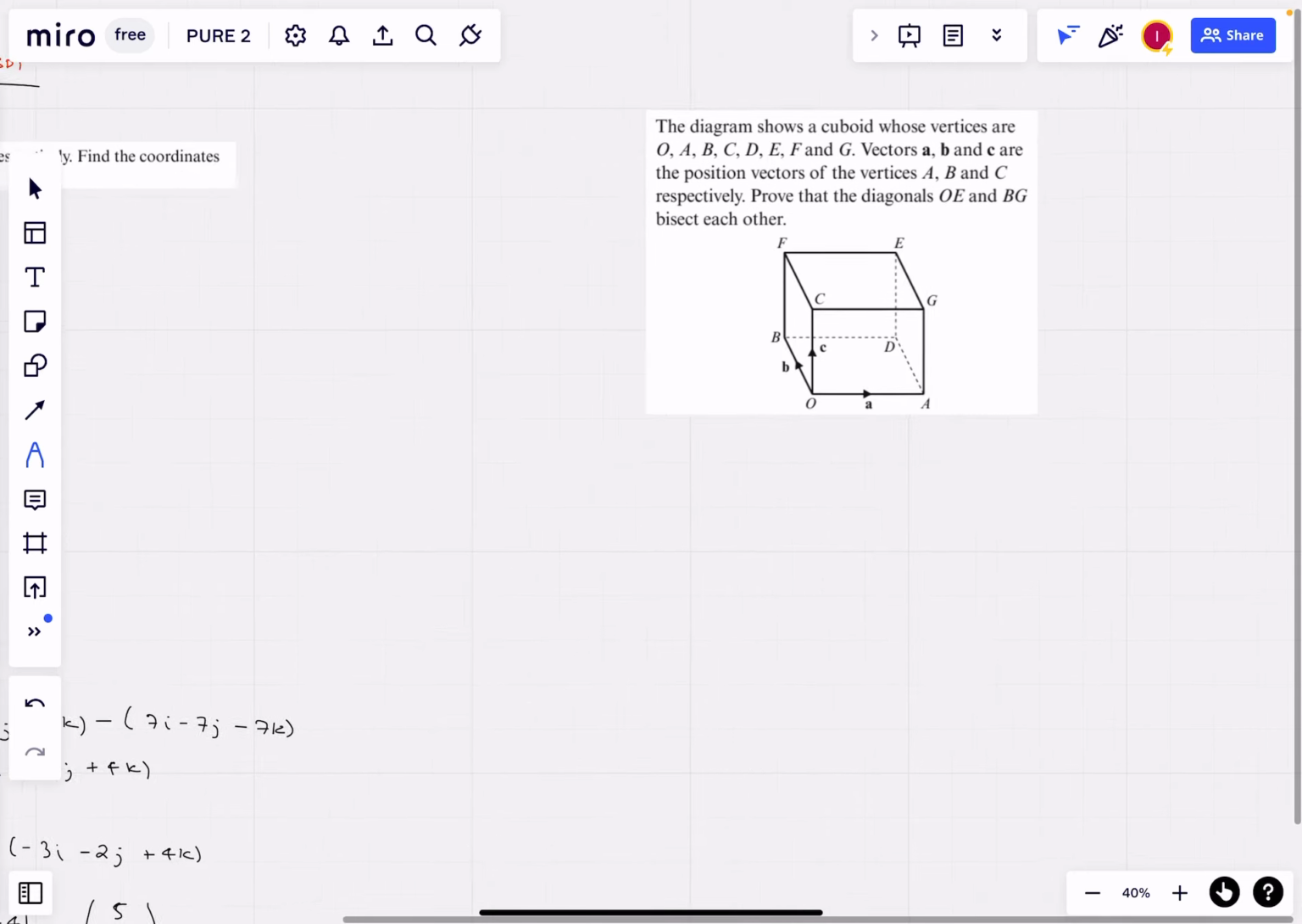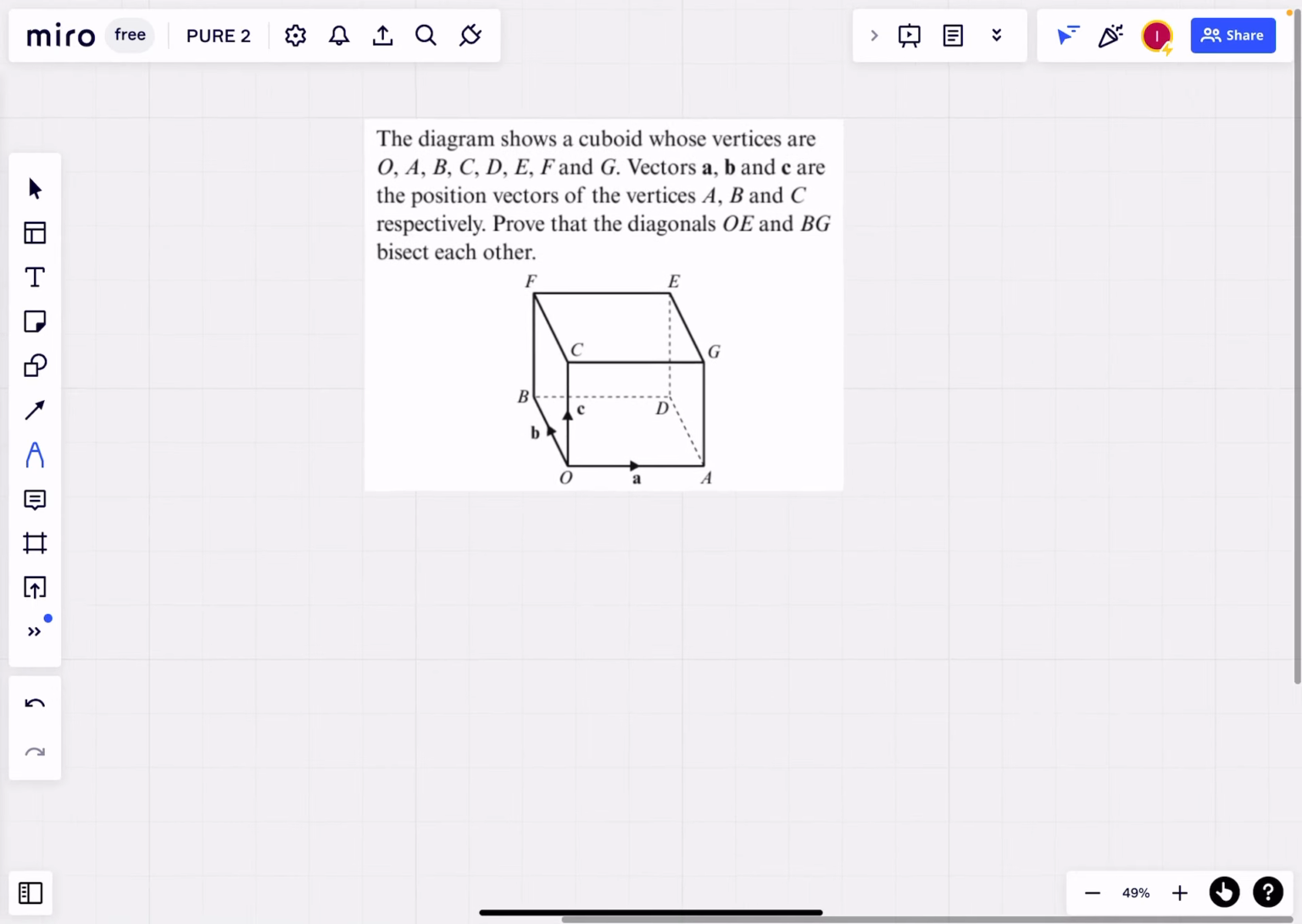Cool. Next one. This one is difficult. It's not easy. It's something that you have come across before though. So if you remember, in AS, we did the whole lambda mu thing. That's what you're going to do here. So if you feel comfortable enough, I want you to try this one, please.